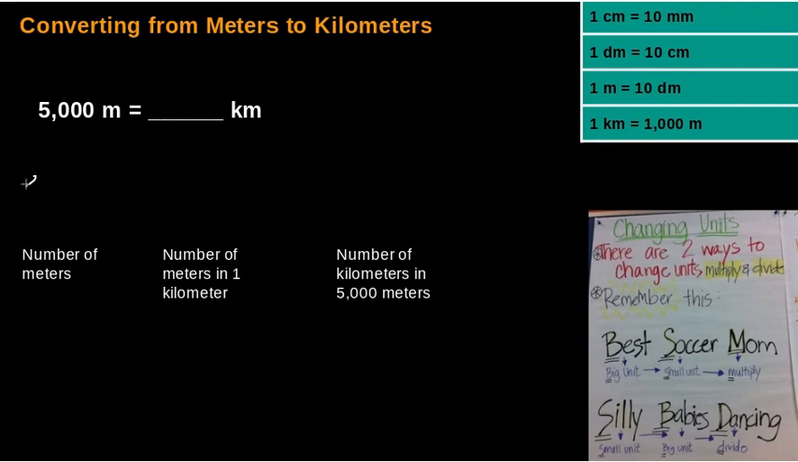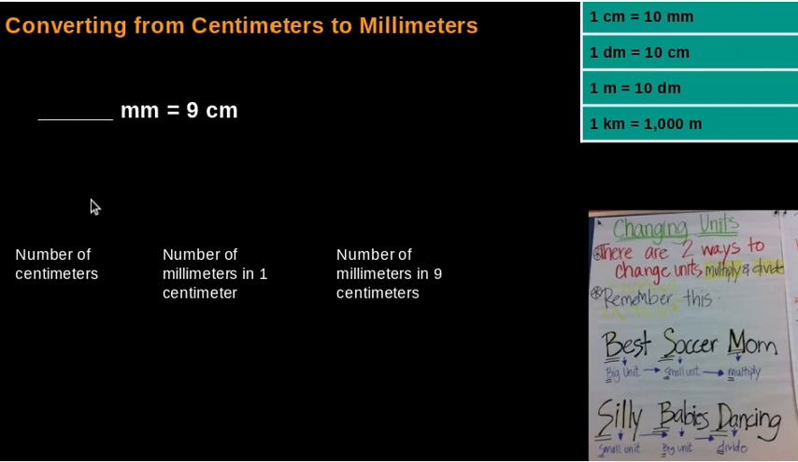So let's go ahead now. 5,000 divided by the number of meters in 1 kilometer, which is 1,000. This would give you 5 kilometers. That means we have 5 kilometers in 5,000 meters. All right, here's another question that you can try out. How many millimeters can you find in 9 centimeters? Pause the video and come back when you have your answer.